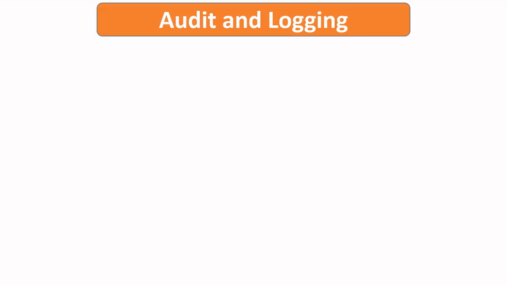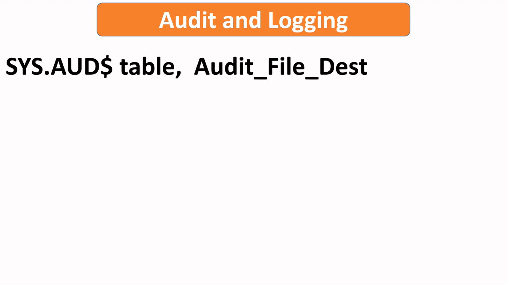Point number four, audit and logging. The sys.aud$ table contains all the records logs for the database, including DDL and DML commands. Hence, it is important to track any malicious attempts to access sys.aud$. Make sure all audit option is enabled on sys.aud$ and required access control is maintained.